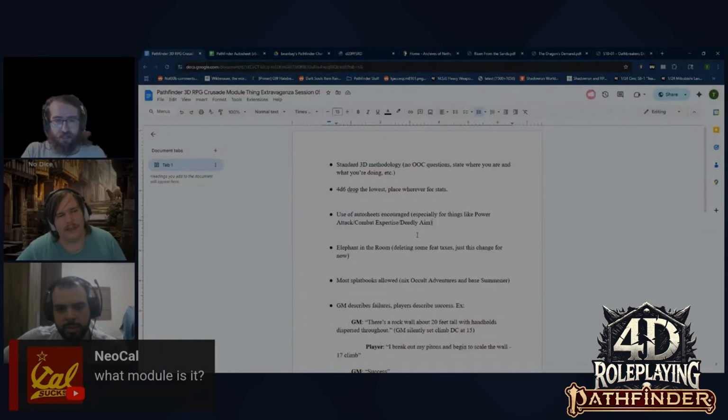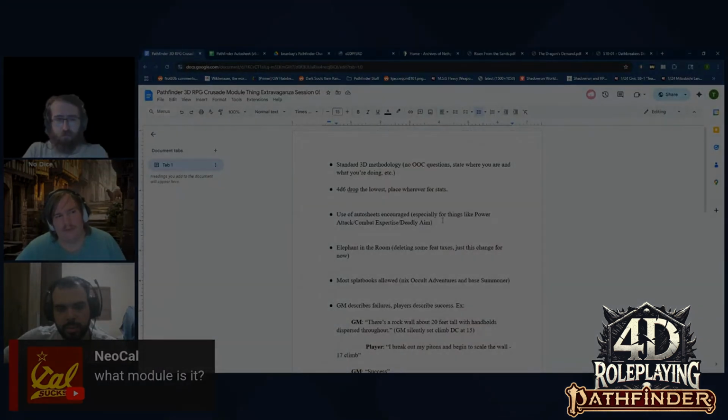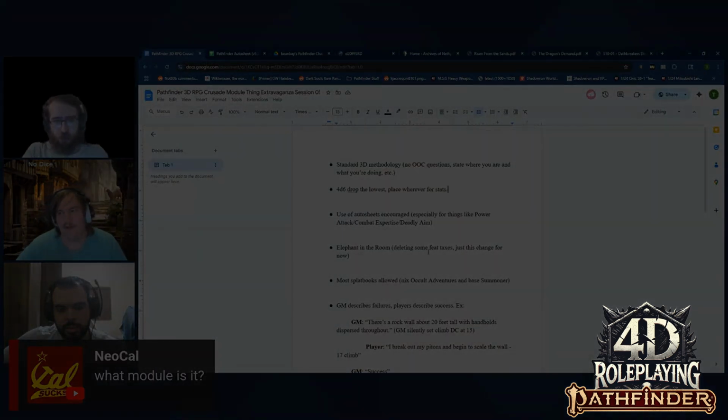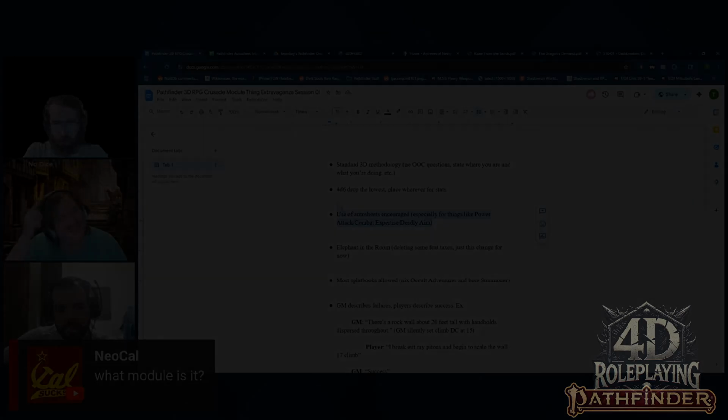Oh, yeah. I have not played in forever, guys. It's been a decade. So I greatly encourage use of auto sheets. They will just make your life way easier.